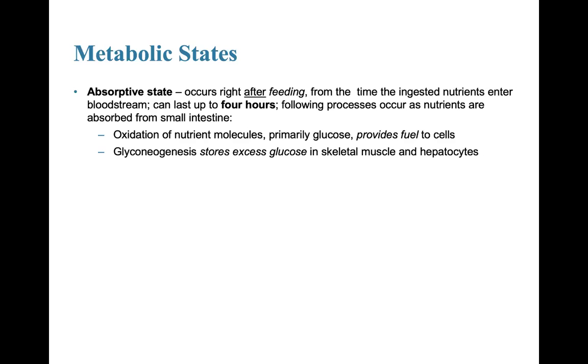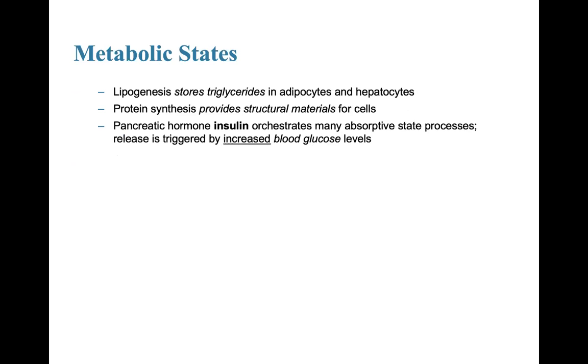The following processes occur as nutrients are absorbed from the small intestines. Oxidation of nutrient molecules, primarily glucose, provides fuel to cells. Gluconeogenesis stores excess glucose in skeletal muscles and the hepatocytes. Lipogenesis stores triglycerides in adipocytes and hepatocytes.